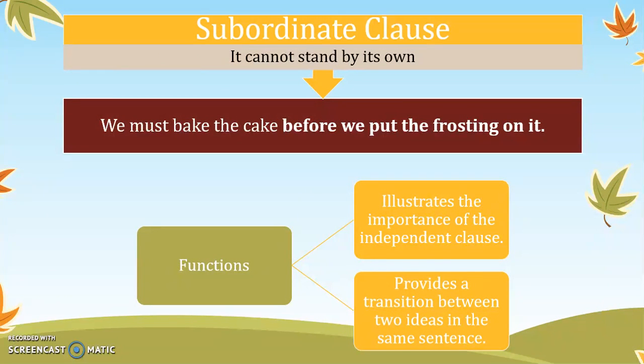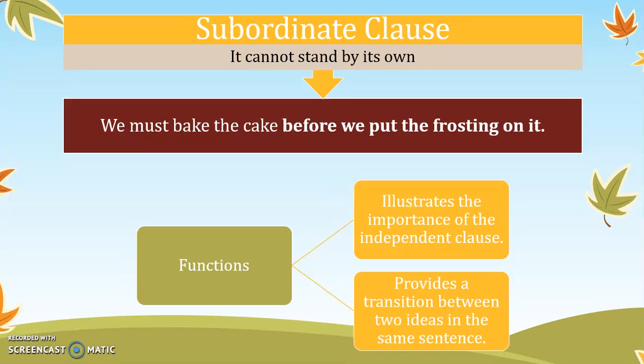A dependent clause or subordinate clause adds extra information to the main clause. These clauses cannot stand by themselves and their meaning is dependent on the independent clause, which means that they are not complete sentences. For example, "before we put the frosting on it" is not a complete sentence. We must read the whole idea. We must bake the cake before we put the frosting on it to understand it.